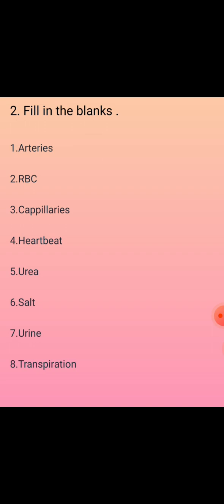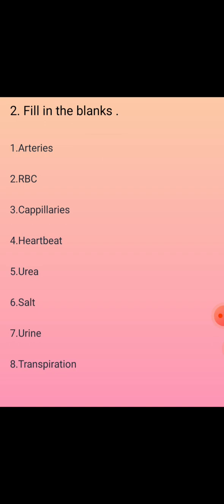And the second one is hemoglobin is present in dash cells, and the answer is RBC, it means red blood cells. And the third one is arteries and veins are joined by a network of dash, and the answer is capillaries. Fourth one, the rhythmic expansion and contraction of the heart is called dash, and the answer is heartbeat.